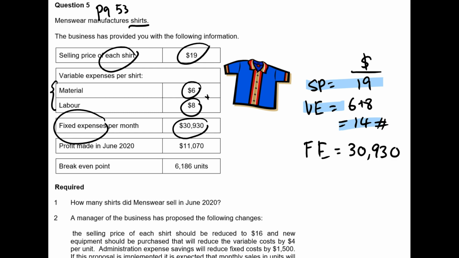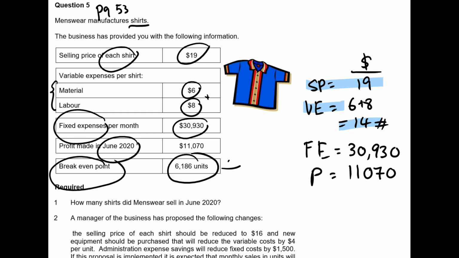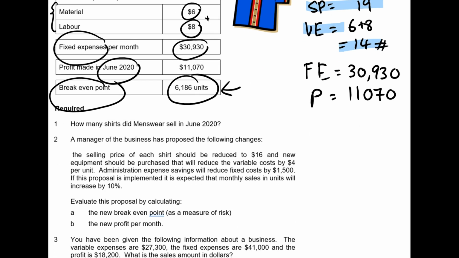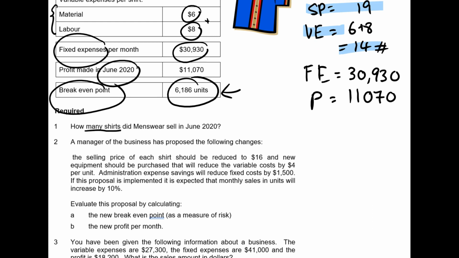$30,930. The profit that you have made in June 2020 is 11070, and the break-even point is actually 6,186. Now, in the first question, we ask you, how many shirts did menswear sell in June 2020?